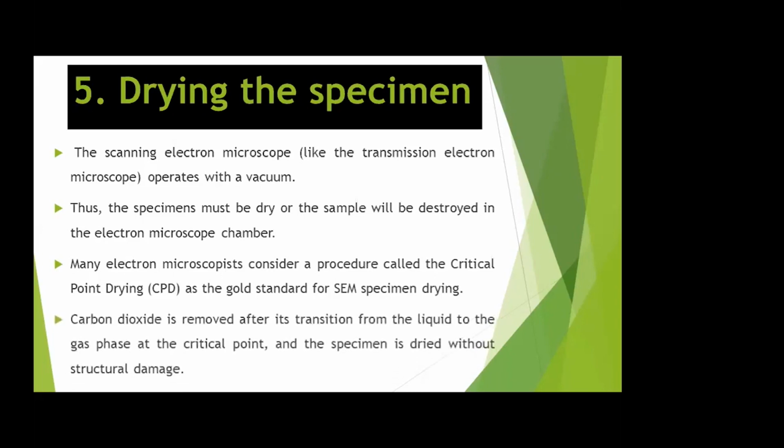Carbon dioxide is removed after its transition from the liquid to the gas phase at the critical point, and the specimen is dried without any structural damage. So no shrinking occurs, no deterioration occurs at the surface, even the density remains the same. That is the main intention of following this critical point drying method for drying the specimen.